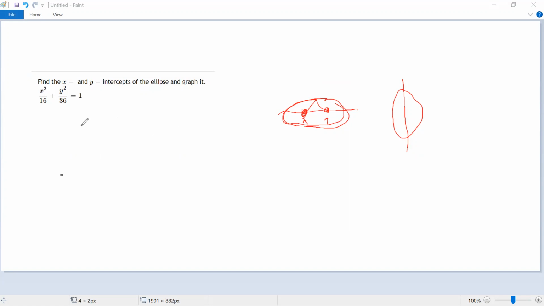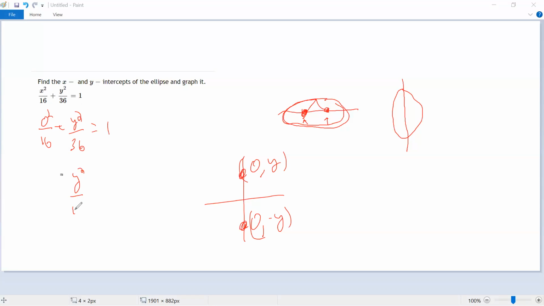Anyways, so how do I find the x and y intercepts? So if I have an x-axis and a y-axis, I know that that point is (0, y), so x equals 0, and I know that point is (0, negative y). So if x equals 0, I'm going to substitute that in. Then 0 divided by 16 is 0, so y squared over 36 equals 1. If I just treat this like a proportion, y squared times 1 equals 36. I'll take the square root of both sides, so y equals plus or minus 6.